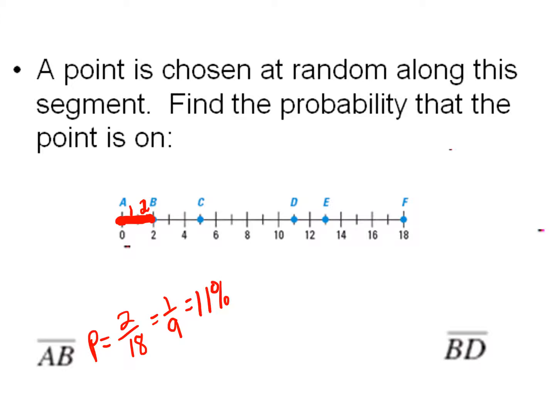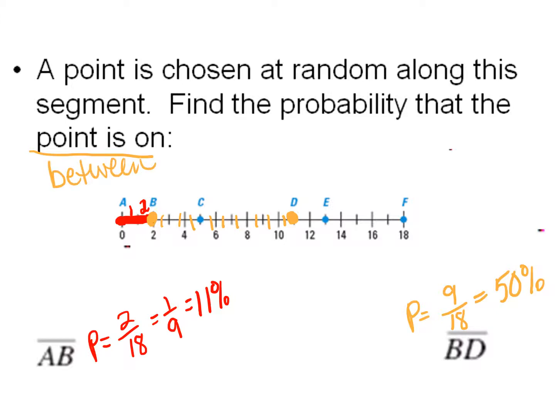Now if we want to do, I'm going to do a different color, I'll do yellow. If we want to find the probability that it lands between B and D, we have 1, 2, 3, 4, 5, 6, 7, 8, 9. So we have a distance of 9 out of a total of 18. So it could land in 9 units worth along that number line out of a total of 18 on this number line, which would be 1/2 or 50%. So I know it says the point is on, but we're going to also know that that means between the values that we've been given for those two problems.